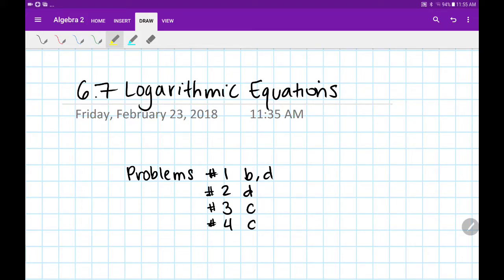Hello, welcome to homework help for 6.7, logarithmic equations. Today we're going to do problems from 1 through 4 from page 36 in the handbook.